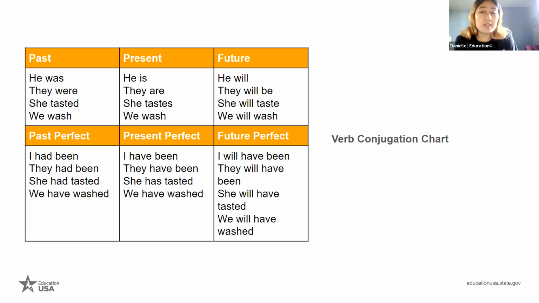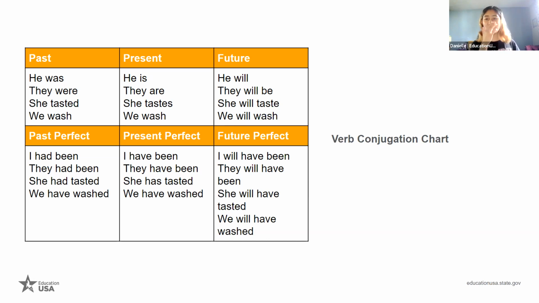Past perfect, it's implying that same thing where you had started something initially, right? And it's that continuation. Past perfect is that, but in the past, and it's stopped. I had been. So it was a continuous thing at some point, and then you stopped. They had been, she had tasted, we had washed. Future perfect: I will have been, they will have been, she will have tasted, we will have washed.